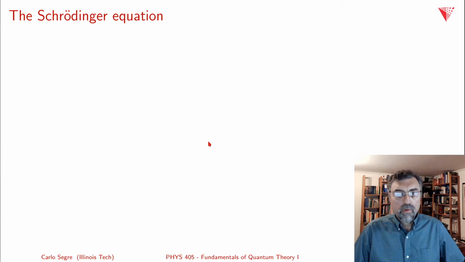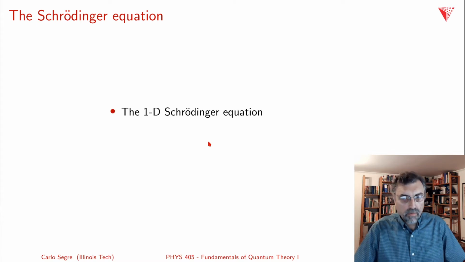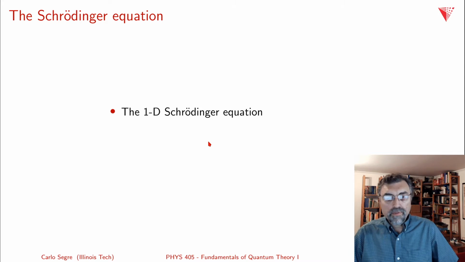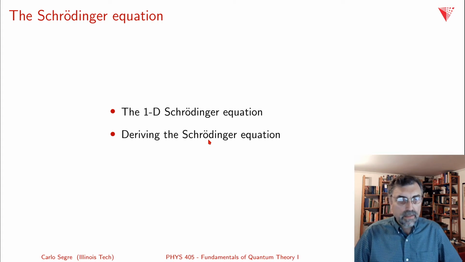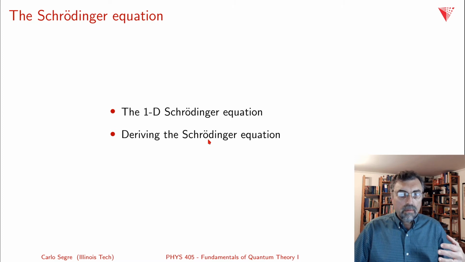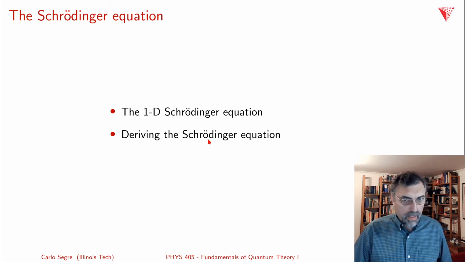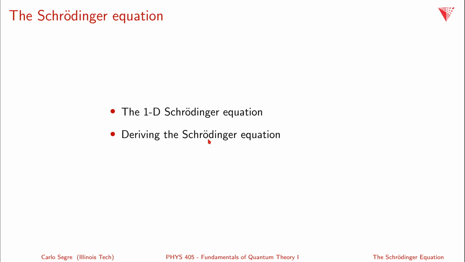In this video, we're going to talk about the Schrödinger equation. We'll first start by showing the one-dimensional Schrödinger equation, and then talking briefly about how Schrödinger derived this equation. Now, it's important to remember that from the modern physics that we talked about in the last video, it was necessary to have a wave equation that explained how particles move. And this is where we have Schrödinger's contribution.